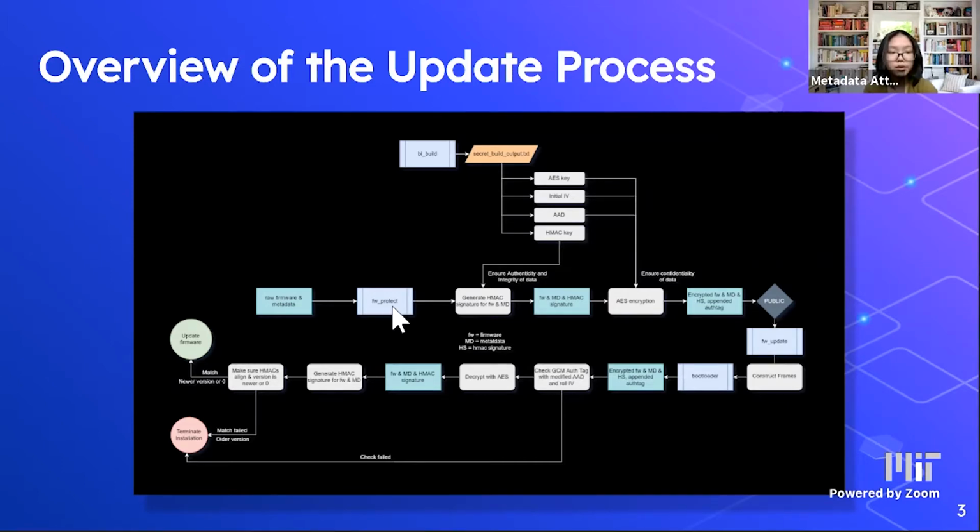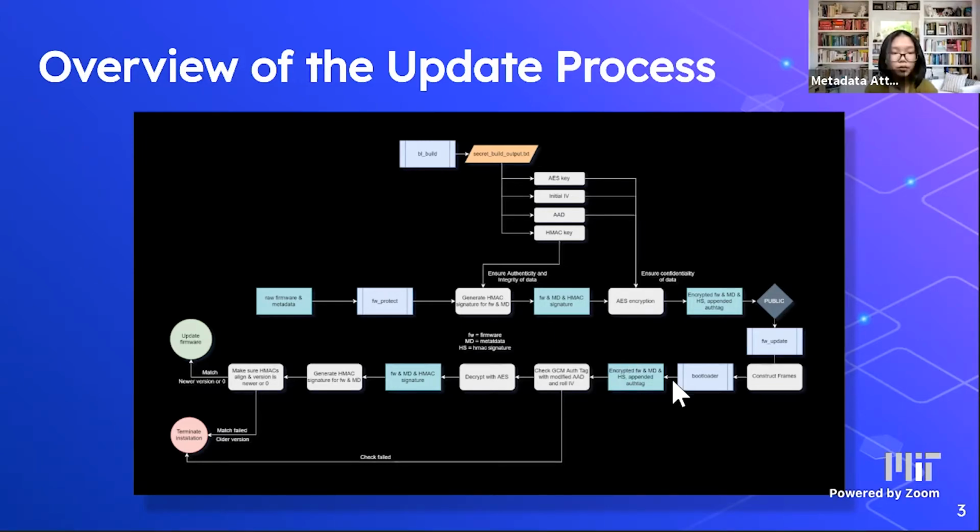Next, we have the firmware protect tool, which accepts the raw firmware, its prepended metadata, and its appended release message. The protect tool generates an HMAC signature of the entire blob and then encrypts the blob with a prepended HMAC. The encrypted blob and its attached authentication tag is then sent to the update tool afterwards, which receives the encrypted blob and constructs data frames for transmission. So first, a versioning frame is sent, followed by the setup, data, and finally auth tag frame.